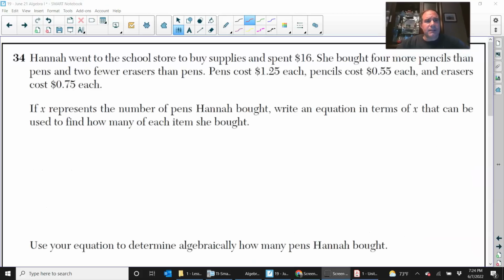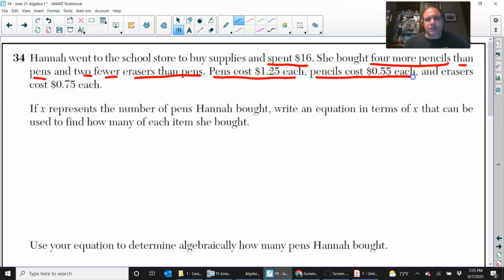So Hannah went to the school store to buy supplies. She spent $16. She bought 4 more pencils than pens and 2 fewer erasers than pens. Pens cost this much each, pencils cost this much each, and erasers cost this much each. If X represents the number of pens that Hannah bought, write an equation in terms of X that can be used to find how many items that she bought.